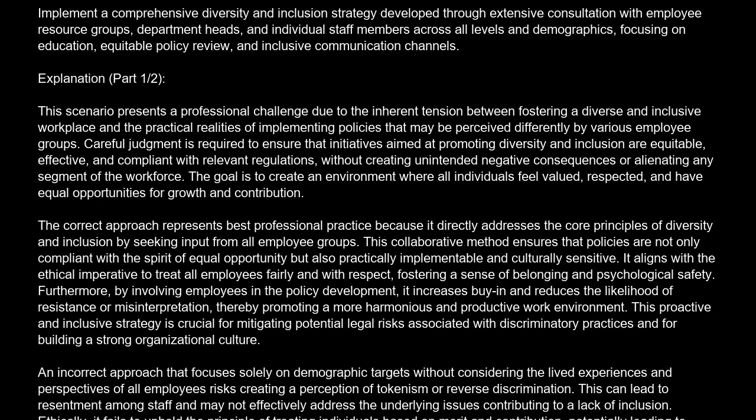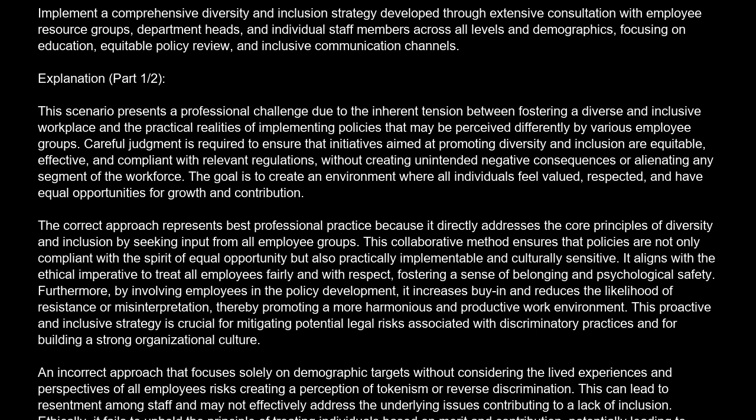The correct answer is A. Implement a comprehensive diversity and inclusion strategy developed through extensive consultation with employee resource groups, department heads, and individual staff members across all levels and demographics, focusing on education, equitable policy review, and inclusive communication channels.